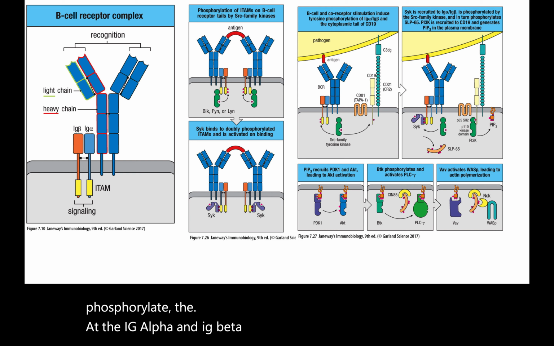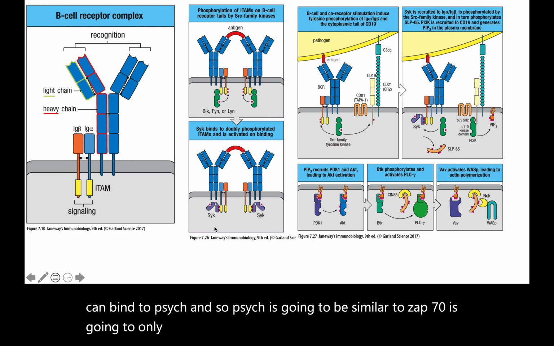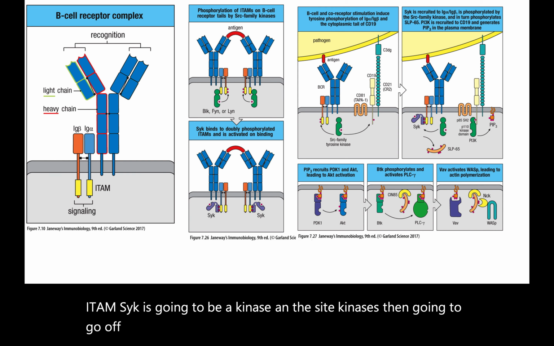Once we have that, then we can bind to Syk. And so Syk is going to be similar to ZAP70. It's going to only be activated when it binds to a phosphorylated ITAM. And Syk is going to be a kinase, and the Syk kinase is then going to go off and phosphorylate other things.